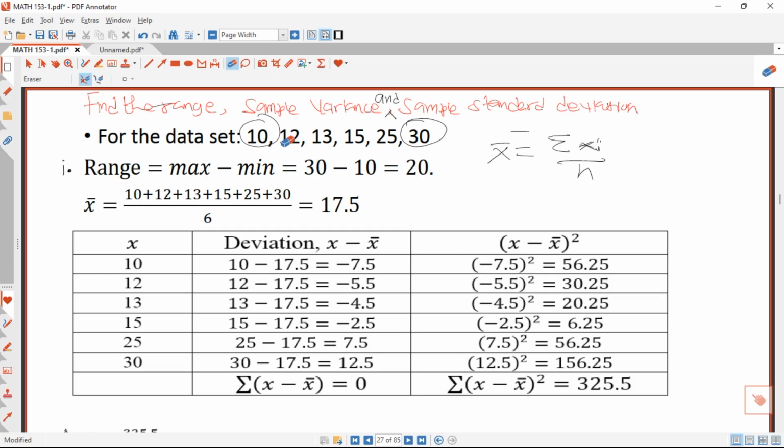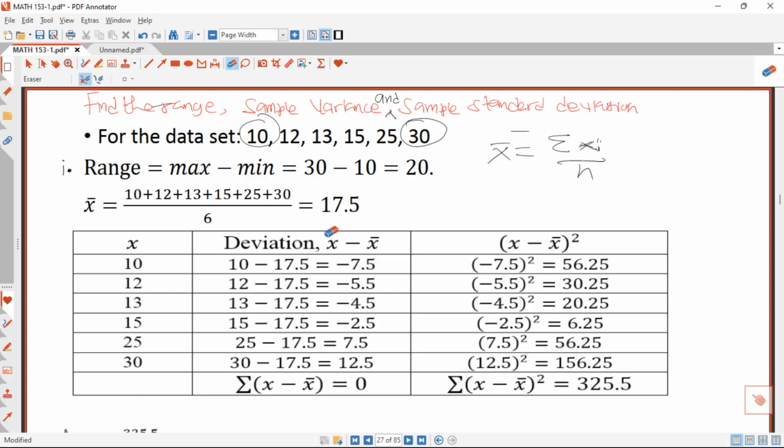So here we are going to sum 10 plus 12 plus 13 plus 15 plus 25 plus 30 divided by 6, right? So this is what we are going to have. Once we add it well and divide it by 6, we get 17.5. So right now we have been able to get our mean.